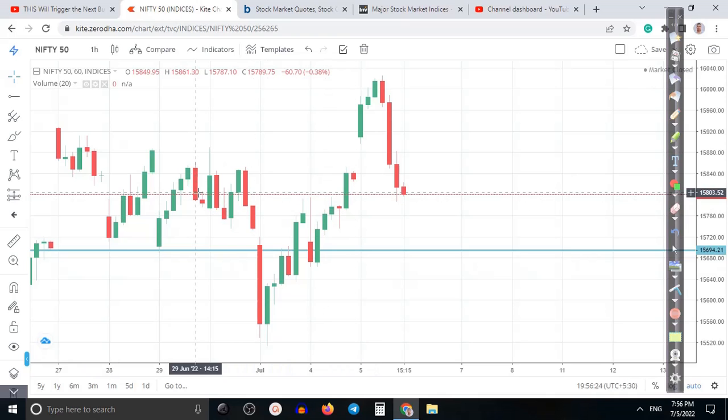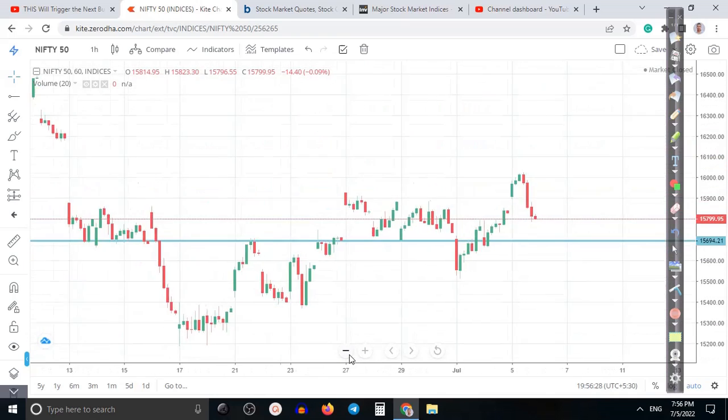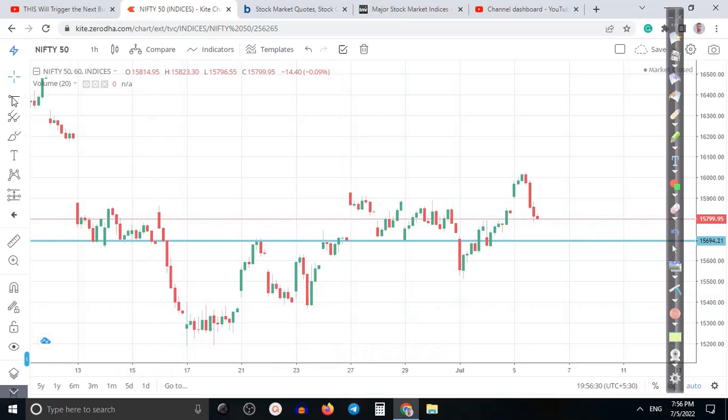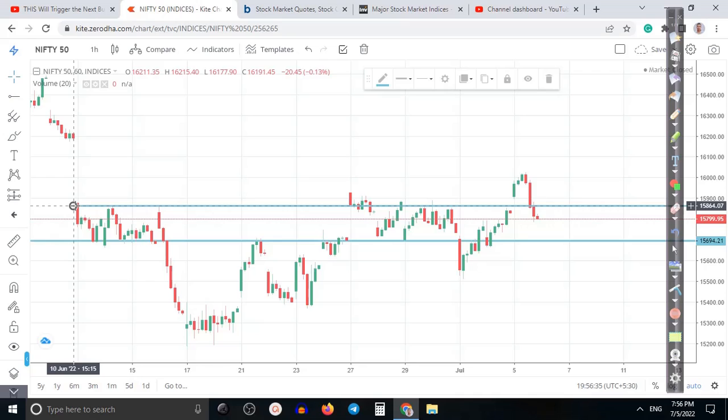Here I can see this on the H1 chart. Let's find some support and resistance. First support, we have seen that one, and next let me show you a resistance line. Here I can see this resistance line around 15,800, and in between this area we have seen 100 pips.